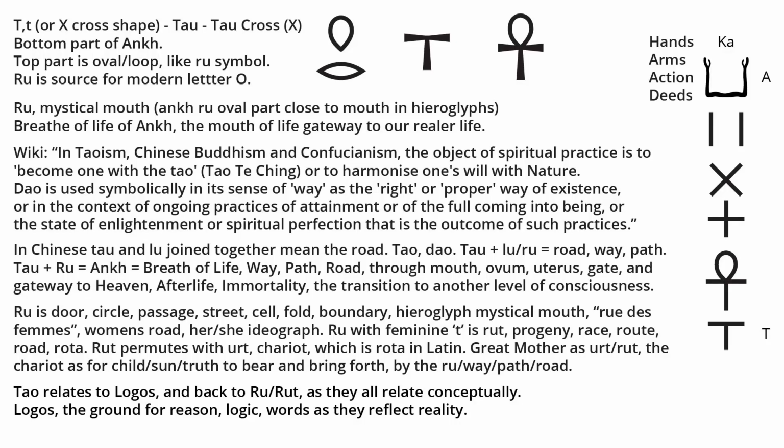Also, Tao relates to Logos and back to Ru and Root, as they all relate conceptually. Logos is the ground for reason, logic, and words as they reflect reality. And Root is a form carved in, can be carved in stone. Root retains form, can be carved in stone as a footstool, or a pair of feet as a cause to do, plant, grow, and repeat.